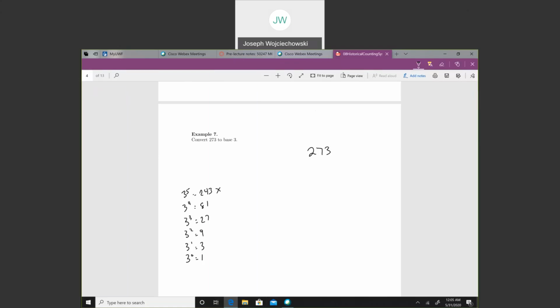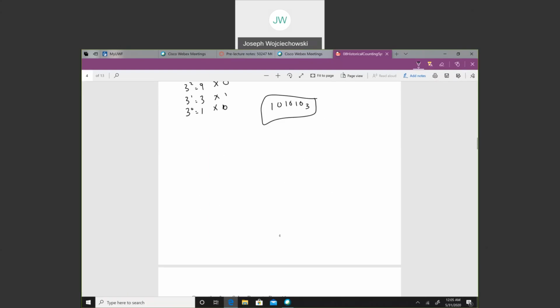243 goes into 237 one time, giving me 243 with a remainder of 30. 81 does not go into 30. 27 goes into 30 once, which is 27. Remainder of 3. 9 goes into 3, 0. 3 goes into 3, 1. Leaving 0, and we have 0. I have 1, 0, 1, 0, 1, 0, and don't forget the base. It looks like a base 2 number, but it's actually base 3. Make sure you're careful with that.